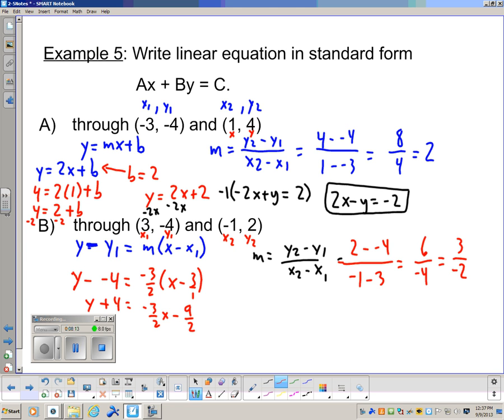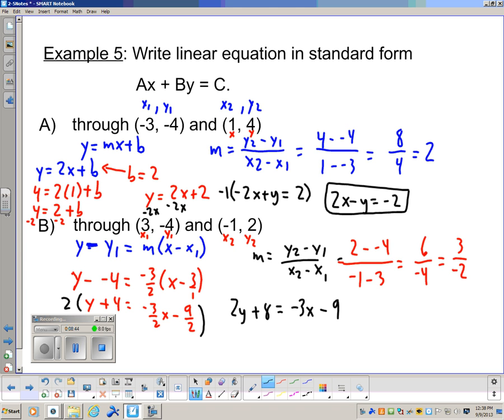So now I'm seeing I've got some fractions in there. We don't need to keep them in fractions. So let's go ahead and get rid of that denominator down there. So I'm going to multiply this whole thing through by 2. When I do that, I get 2y plus 8 equals 2 times -3/2 x here gives us a -3x. And then 2 times 9/2 there ends up giving us 18/2, which gives us a 9.